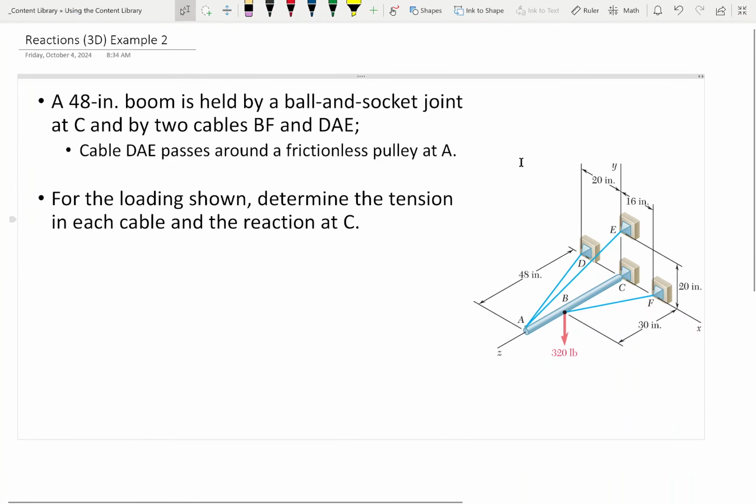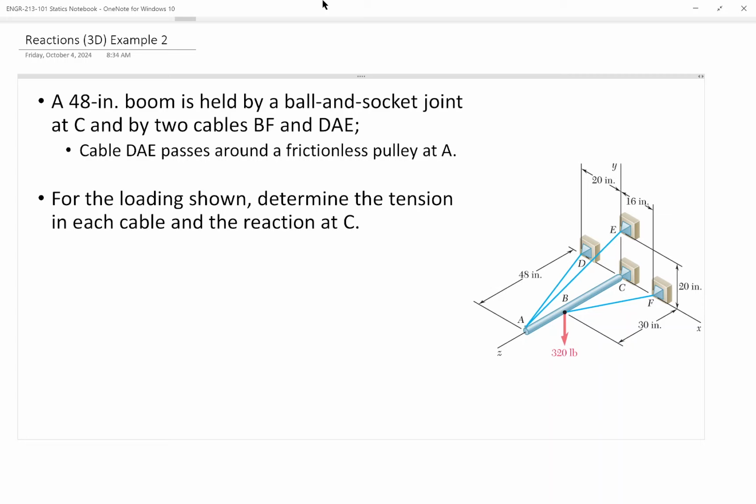What we have here is a problem very similar to the last one that we did in class. There's a couple of caveats in this problem that change things, okay? And I would say that the biggest thing that changes things is what's going on with this cable, this DAE cable, okay? So let's just take stock of what's being said here in the problem.